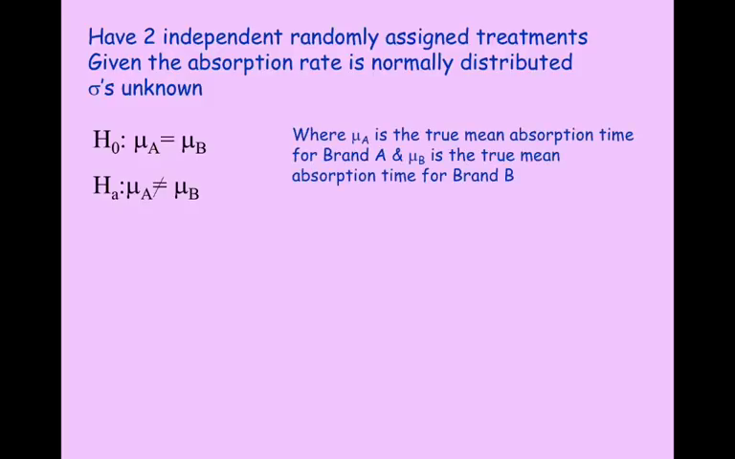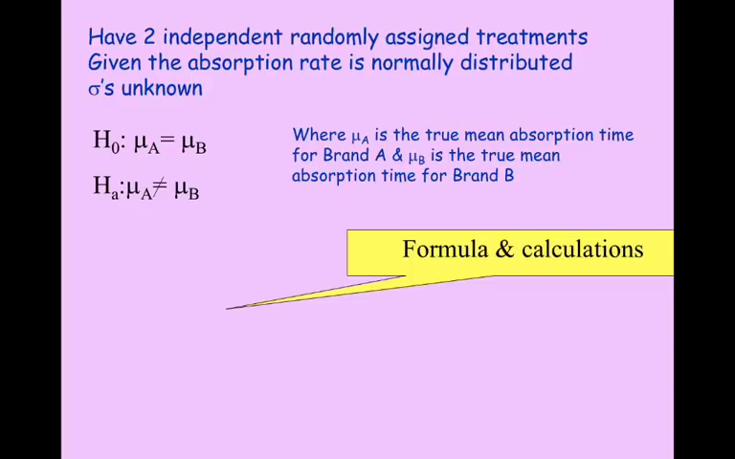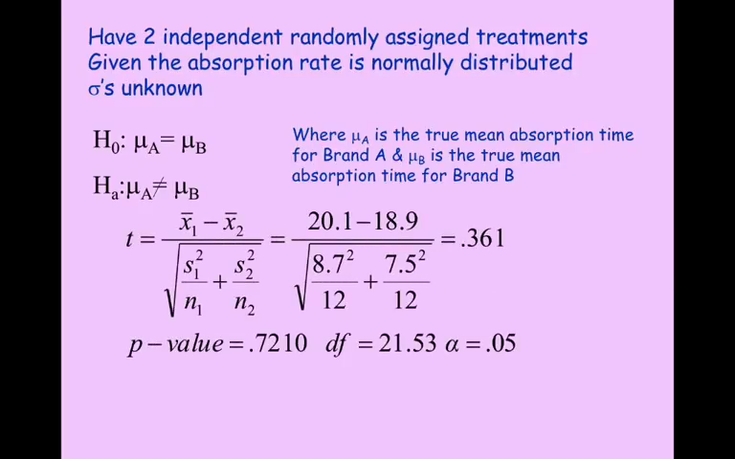And then, of course, we have to define these parameters. Mu A is the true mean absorption time for brand A, and mu B is the true mean absorption time for brand B. We now need to calculate our formula and our calculations for our t-test statistic. Our t-test statistic is the sample means. Remember, our null hypothesis here is there's no difference, so our population means difference, our parameter, would be 0, divided by the standard deviation of our statistic. We get a t-test statistic of 0.361.